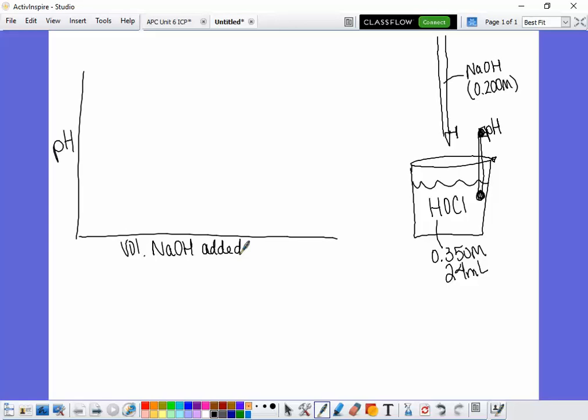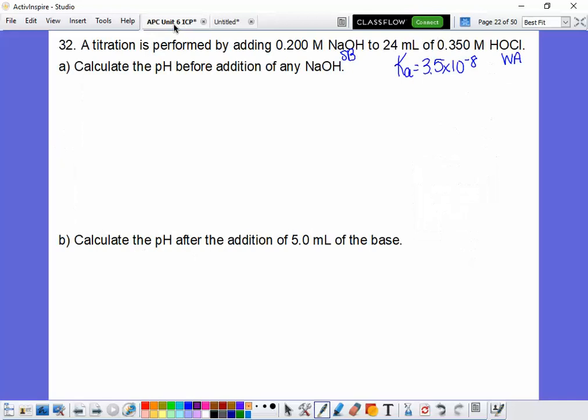Before we've added any sodium hydroxide to this HOCl, describe for me the relative pH of the HOCl. It should be less than 7, fairly low, relatively. We're not assigning numbers to this yet, but we'll say the starting pH at 0 is that line right there. We'll write the number down once we calculate it. So let's go back and calculate that.